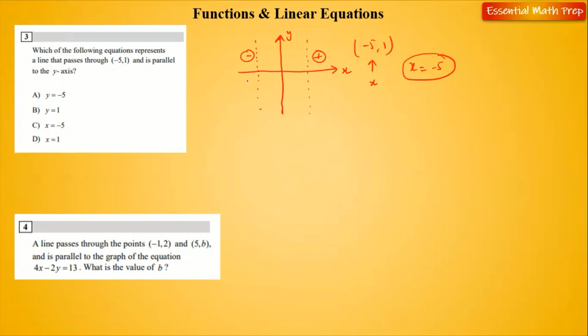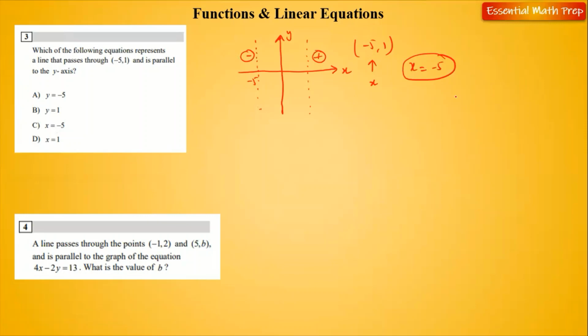Because it can only go through negative 5, or if there had been a 5, then it goes through 5, or 1 or negative 1, whatever it may be. But it only goes through the x-axis, because only then can it remain parallel to the y-axis. So x equals negative 5 is the correct answer.